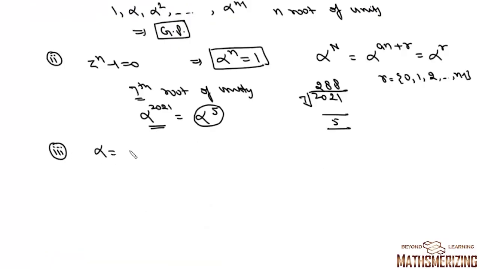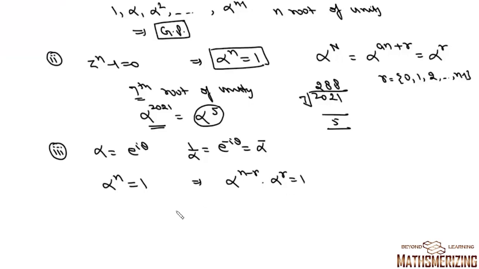Now third result is, since alpha is e to the power iota theta, then 1 upon alpha will be e to the power minus iota theta. So we can write 1 upon alpha as alpha bar. So if we have any nth root of unity, say alpha, then we know that alpha to the power n equals 1. We can express this alpha as alpha to the power n minus r into alpha to the power r will be equal to 1. We can write alpha to the power n minus r will be 1 upon alpha to the power r, and that should be alpha bar to the power r.